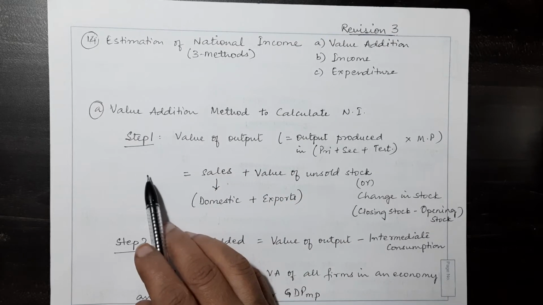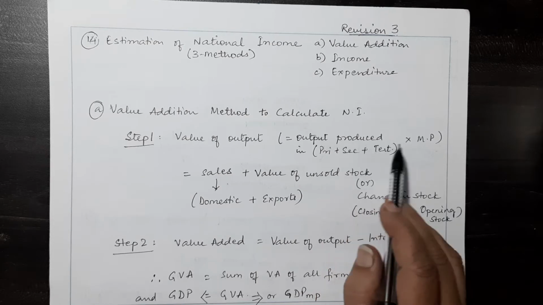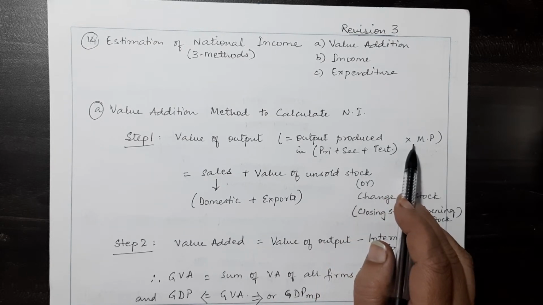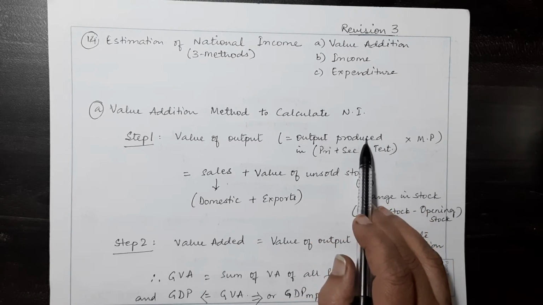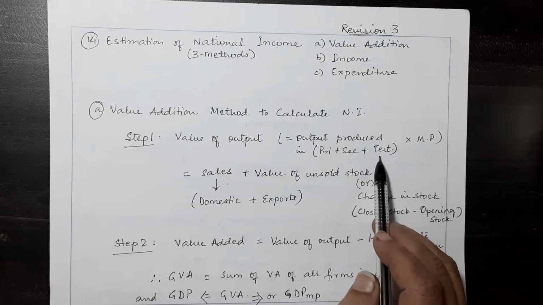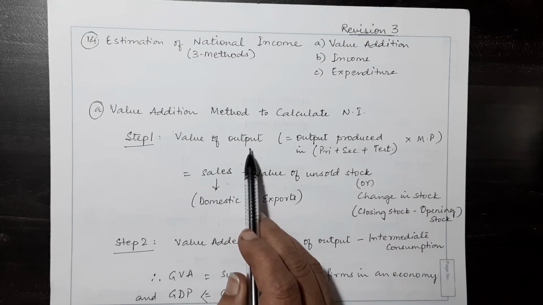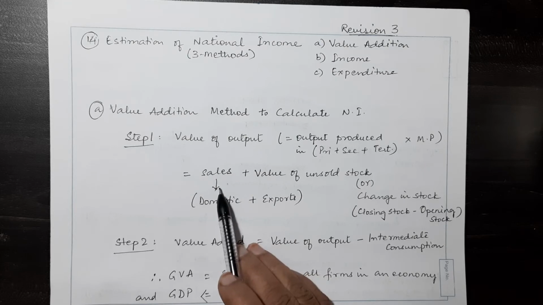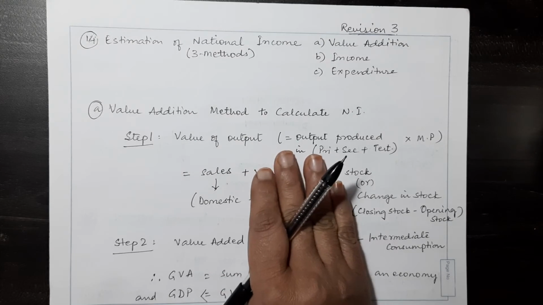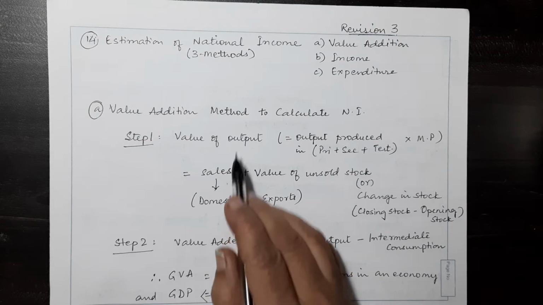So the first step would be to find out the value of output. How do we find the value of output? It is equal to the output produced into the market price at which it is sold. So this output that is produced will be from all the three sectors, the primary, secondary and the tertiary sectors. So all of them put together into the market price will give us the value of output. This value of output is nothing but sales. If all the units of the goods that are produced in the economy are sold, whether domestic or exports, will give us the value of output.